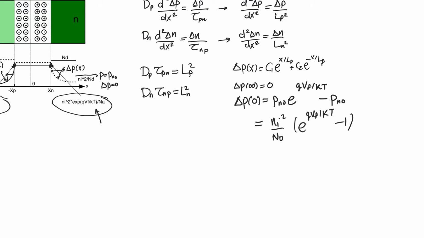So exponentials keep showing up because the distribution of carriers across the energy levels has an exponential dependence due to the Fermi-Dirac function.